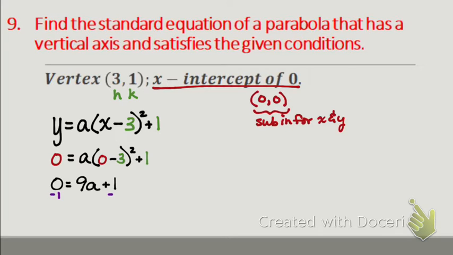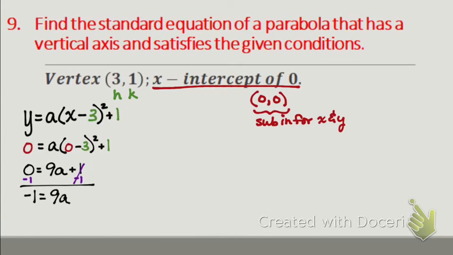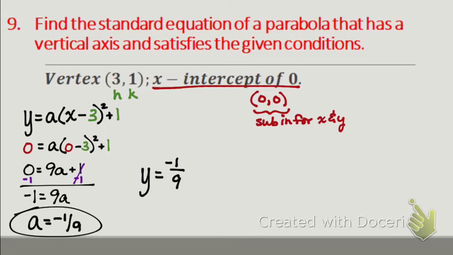Subtract 1 from both sides. I get negative 1 equals 9a, which means a is what? Negative 1/9. So that was the last piece we were waiting on. We take that and substitute it in. So final answer here, y equals negative 1/9 times x minus 3 squared plus 1.